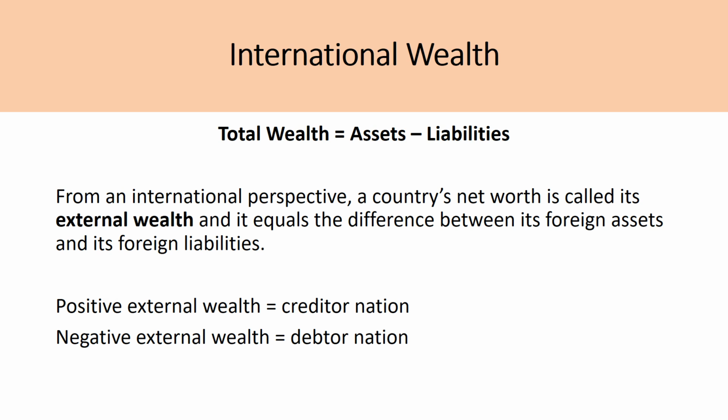We talked about the value of assets changing relative to exchange rates and how that influences decisions. Well, that overall is the total wealth. So total wealth equals assets minus liabilities. From an international perspective, a country's net worth is called its external wealth, and it equals the difference between its foreign assets and its foreign liabilities. Positive external wealth, they are a creditor nation, they lend out, and if the negative external wealth, they are a debtor nation, and so they actually borrow money.